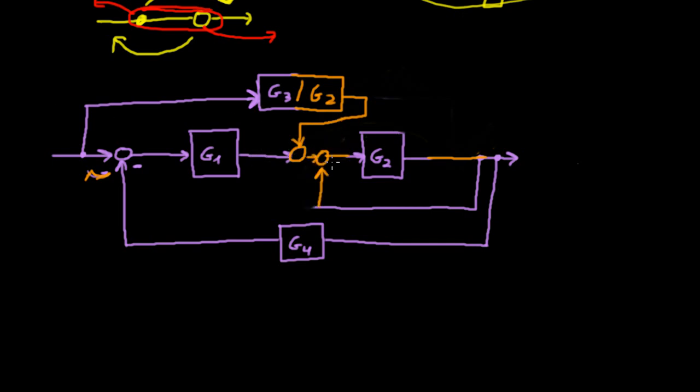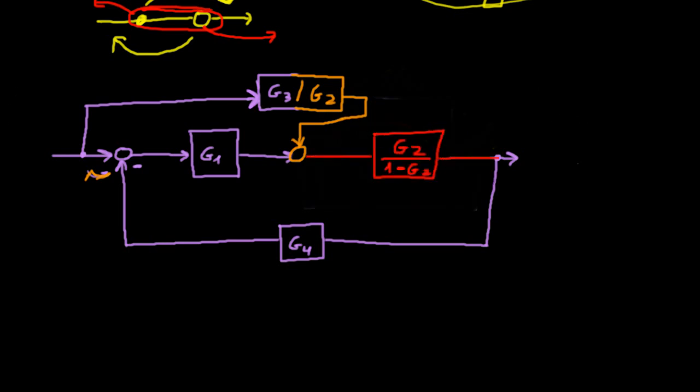Again, let me do it. Here it is. And now we find here a feedback loop, and we know that it can be replaced by G2 over 1 minus, because there's no minus sign here, 1 minus G2 times 1, because there's no transfer function here, or there is 1, which is just that, 1. So if we redraw the whole thing, we get this. This is what we get.